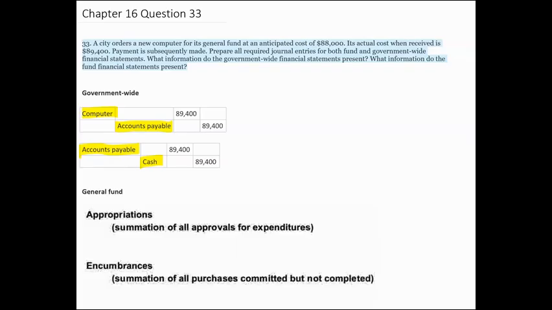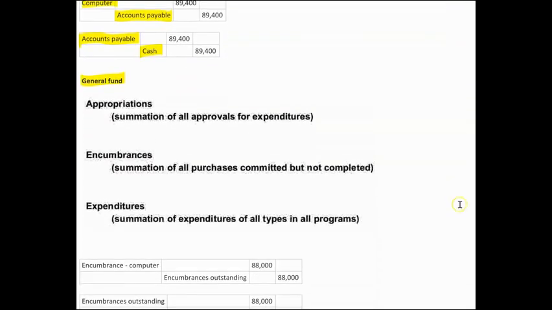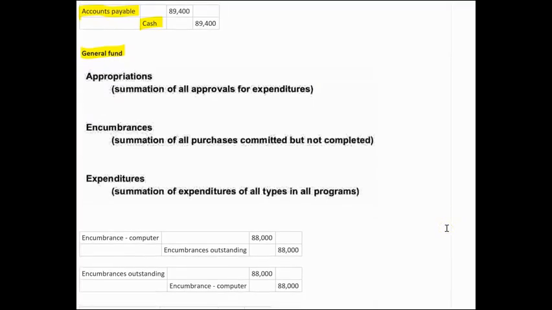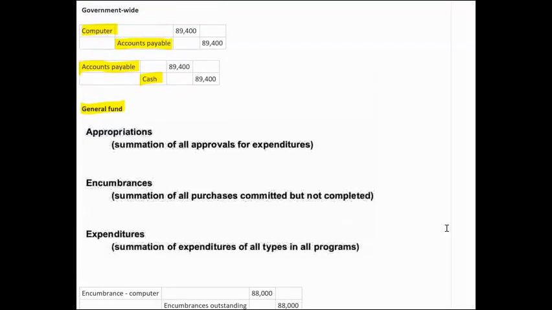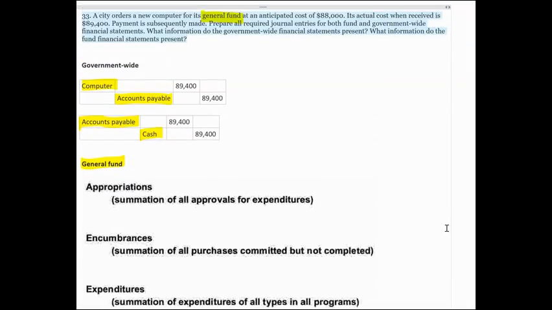Next, let's prepare journal entries for the fund. Here we are preparing journal entries for a general fund, so we first input the name of the fund, the general fund. As to the journal entries, first let me remind you of a few accounts we might use in this type of transaction. The first one is appropriations. Appropriation is what we use normally in our budgetary process, and that's the approval for expenditures, or how much the city is authorized to spend.